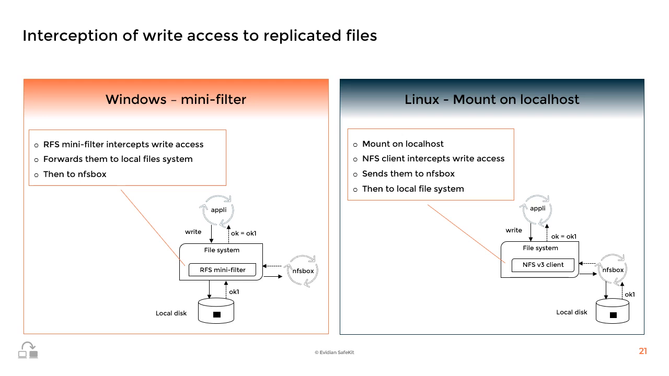On Linux, SafeKit begins by mounting the replicated directory on localhost through NFS. The NFS client then intercepts write access and replicated files. The write requests are subsequently sent to the NFS box. Finally, the data is transferred to the local file system for storage. In both cases, the NFS box process will implement the transfer of data to the secondary node.